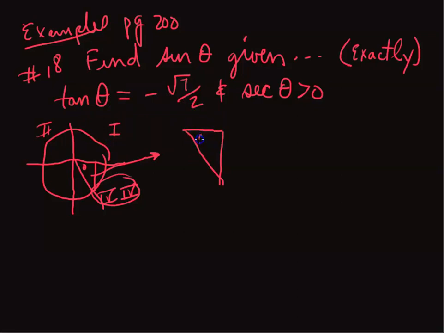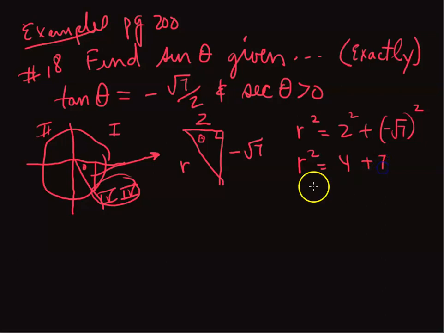The tangent for angle theta is the opposite over the adjacent. Now, the opposite, because we're in the fourth quadrant, is the one that's negative, and the adjacent is positive. So now we've got things we can figure out, because now we can figure out what r is. So r squared is equal to 2 squared plus a negative square root of 7 squared. R squared is 4 plus 7. R squared is 11.